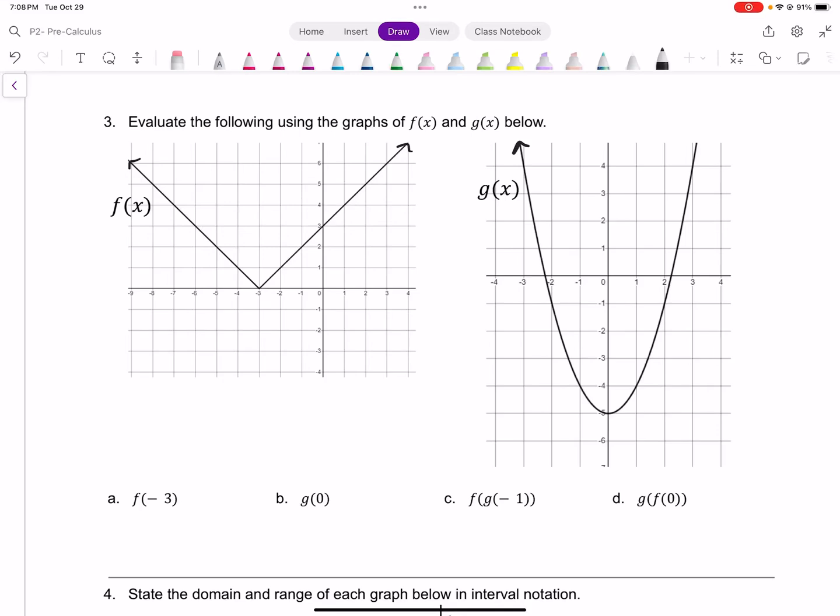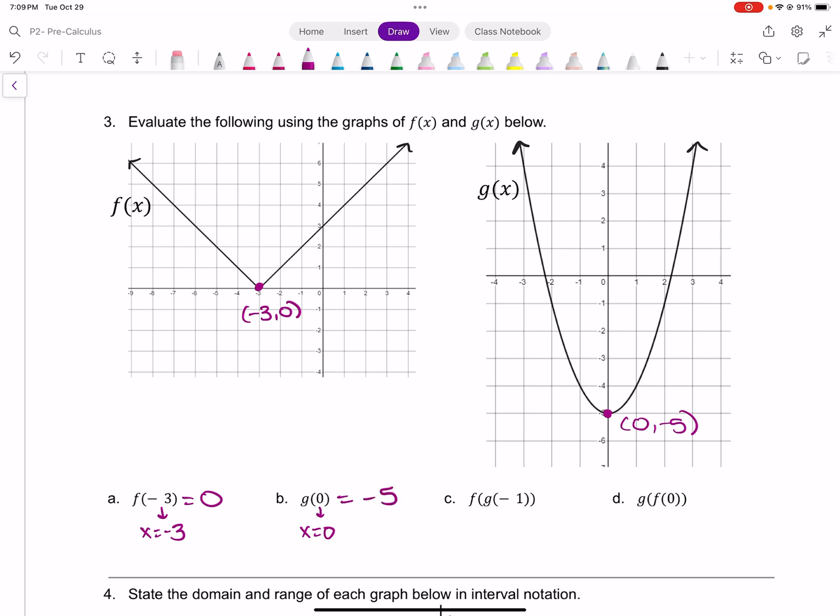So on the second page, number 3, evaluate the following using the graphs of f of x and g of x. So we have f of -3, so going to the f of x graph, we had the point -3, 0. When x is -3, the y is 0, so the answer is 0. G of 0, we're looking for where x is 0, so we have the point 0, -5. When x is 0, the y is -5.